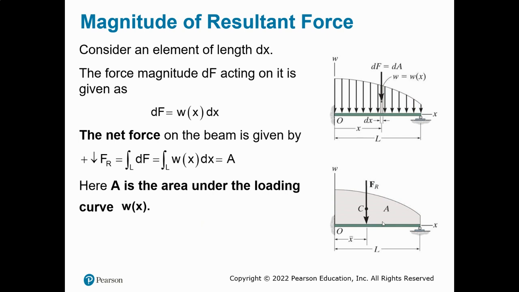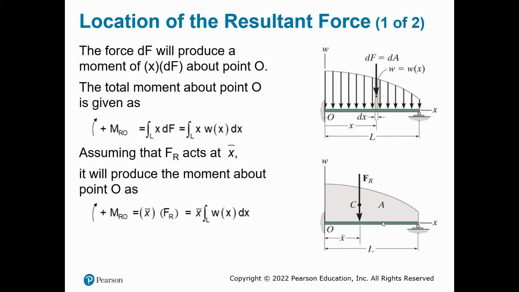Consider an element of length dx. The force magnitude dF acting on it is given as dF equals W(x) dx. The net force on a beam is given by F_R equals the integral over the entire length of dF, which can also be written as the integral over the entire length of W(x) dx, which equals A, where A is the area under the loading curve. This goes together with your calculus: the integral is the area under the curve.